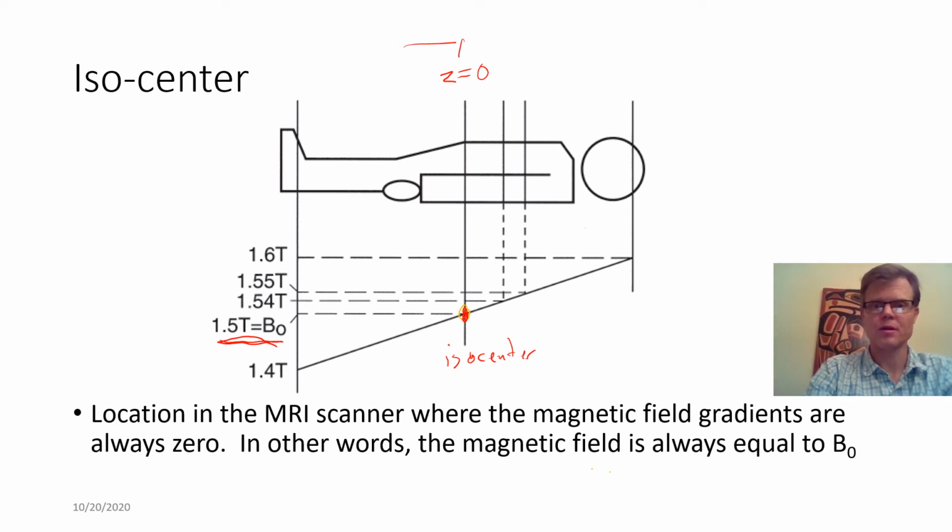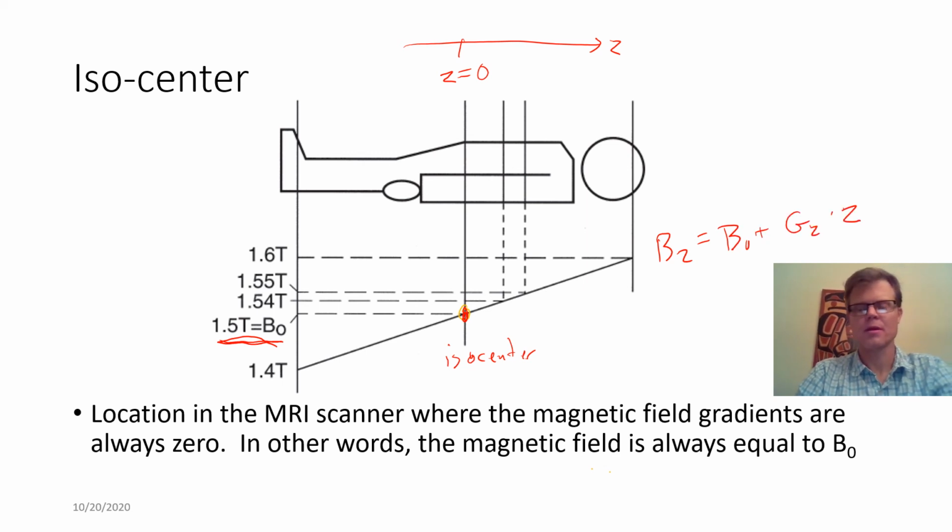This becomes our, for example, Z equal to zero at this point. This is Z, and we use this equation here that was on the previous slide, and repeat it here, that when Z is equal to zero, we're left with just the B0 in the magnetic field. Okay, so this isocenter will come up more as we use gradients more and more.